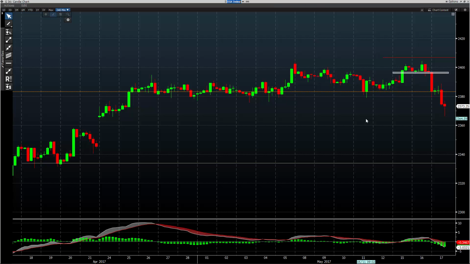But the approach is still the same, which is I want to be focused short side E-minis. I want to sell them on rallies. Now I'm going to use these levels to work for me.